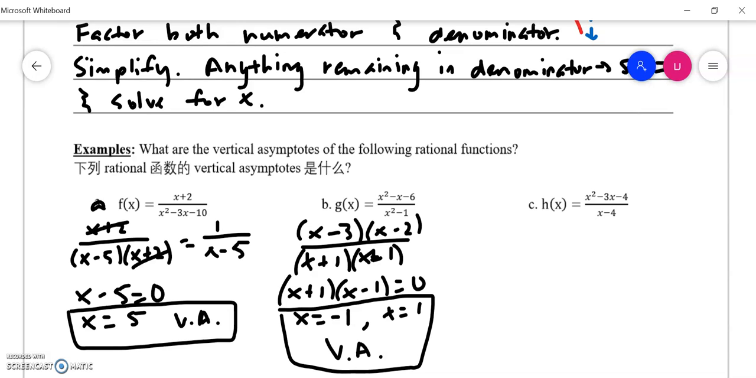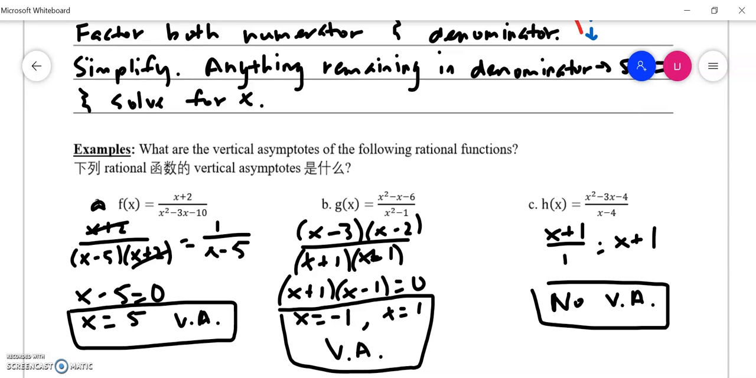There we go. Last one. This one, when we simplified it, let me look back at our starter, we got x plus 1 over 1, which was x plus 1. Do we have anything left in the denominator? We don't. So since there's nothing left, there are no vertical asymptotes for this function. You have to have something left in the denominator for a vertical asymptote.